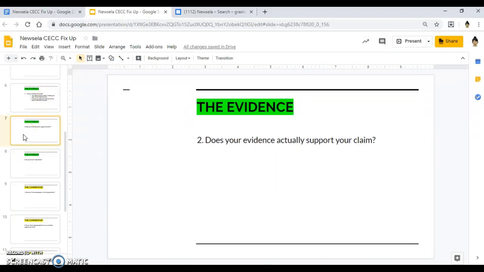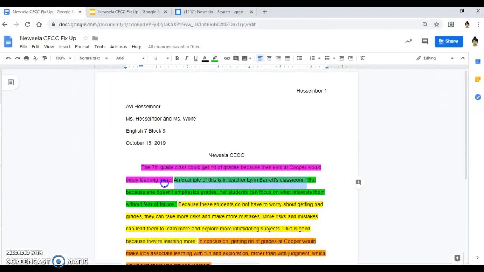All right, next, does your quote actually support your claim? So let's look. Again, my claim is that if we got rid of grades, it would help kids at Cooper enjoy learning more. So let me see if my quote would back that up. "But because she doesn't emphasize grades, her students can focus on what interests them without fear of failure." Well, it's talking about what interests them and not being afraid of failure, so it sounds like that's more enjoyable than traditional learning. So yeah, I would say this quote backs up my claim.